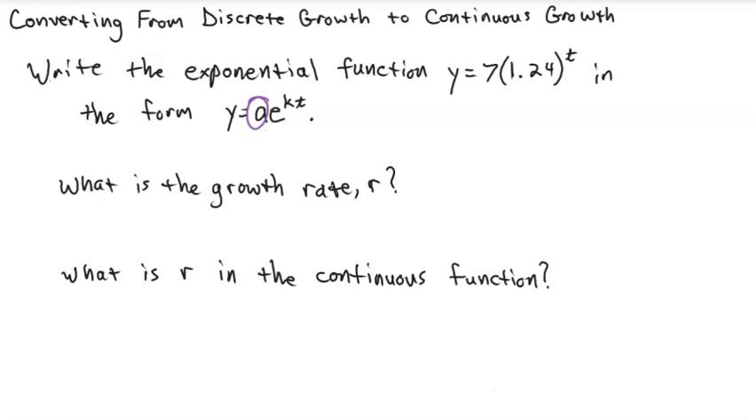Since over here the starting value is 7, this a is going to simply become a 7. So we know the continuous function is going to be y equals 7e, and then it's got to be to the power of some rate, which we're going to call k, and then it's going to be to the t power. So really all we're trying to do in this procedure is solve for k, and there's actually a really easy way to solve for k.